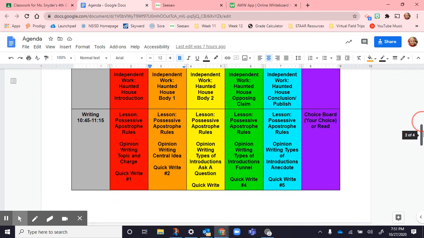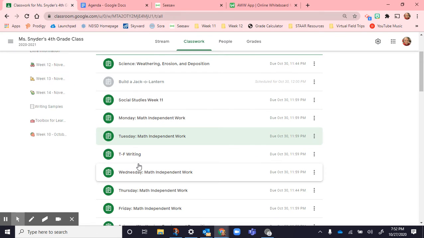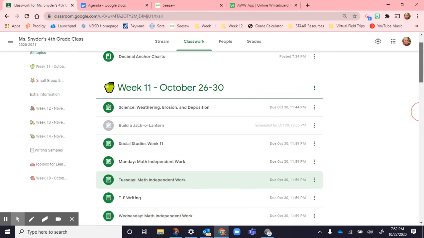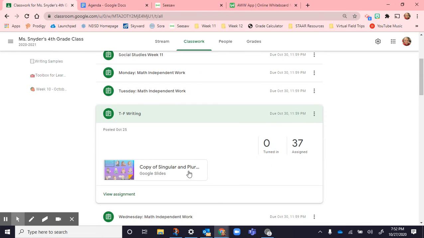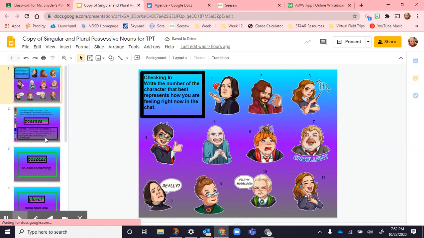Then in writing today, we continue talking about apostrophe rules. So we hopped over to Google Classroom. We went to week 11, under Tuesday through Friday, T through F, writing. We opened this up and we continue talking about apostrophes.